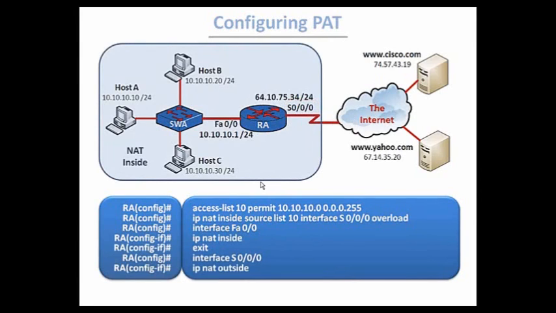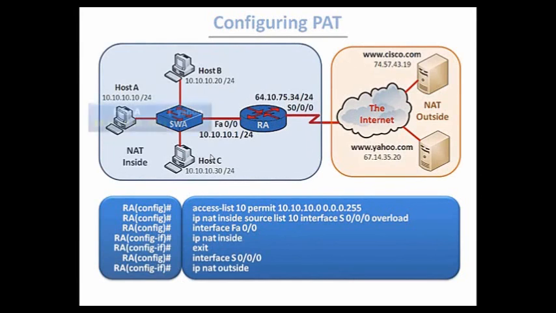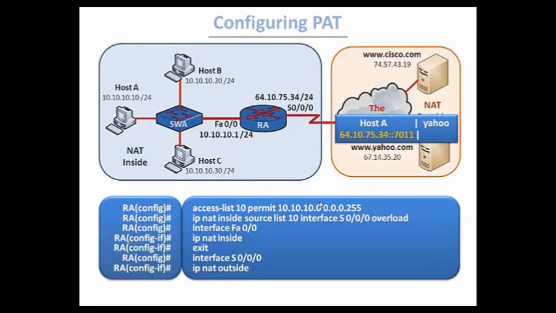Now, if host A is to send a packet to yahoo.com, it will have, let's say, IP address 10.10.10.10 and a source port, let's say 7011. When the packet arrives at the router, the router will change this into IP address 64.10.75.34, because that is the IP address of the router's interface, and it probably is going to use the same source port, because port number 7011 is not used in any other translation. And the packet can go to yahoo.com.